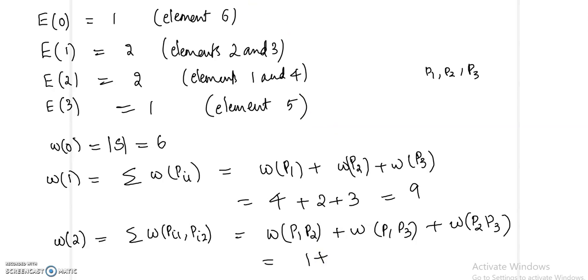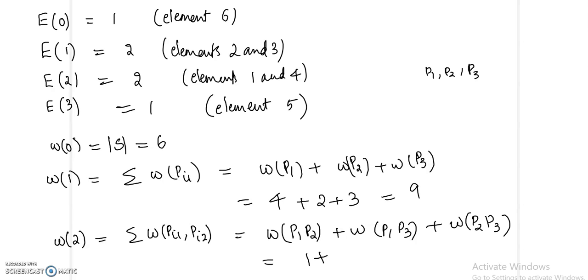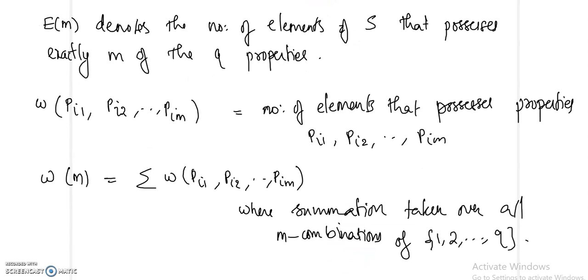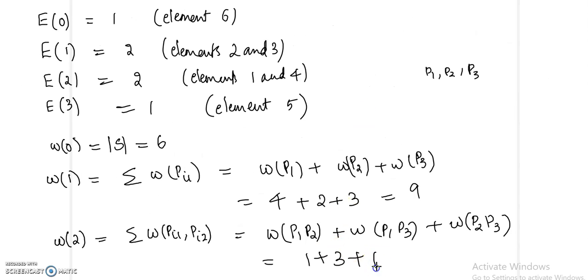Then the number of elements which possess the properties p1 and p3. The elements possessing p1 and p3 are 3 in number: 1, 4 and 5. So that will be equal to 3. And the number of elements which possess the properties p2 and p3, that will be 1, because there is only 5. So that will be equal to 1.